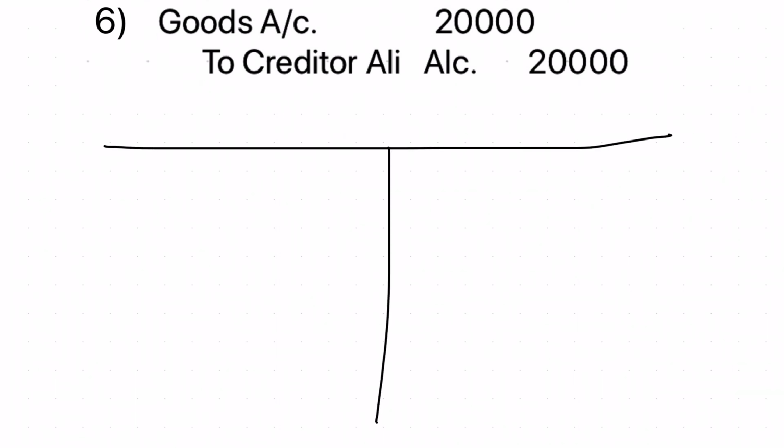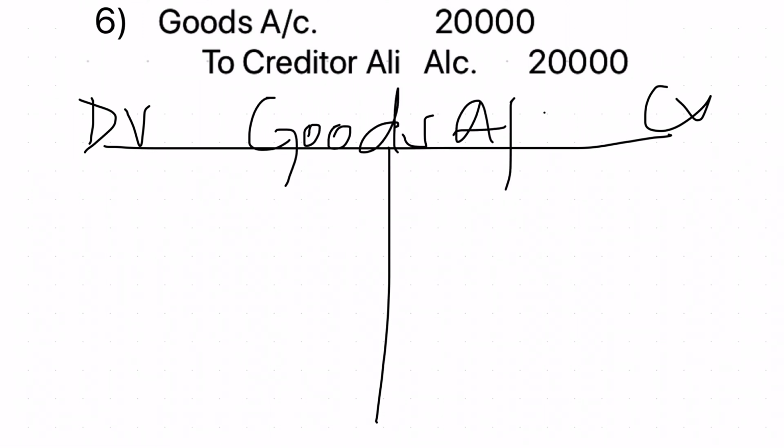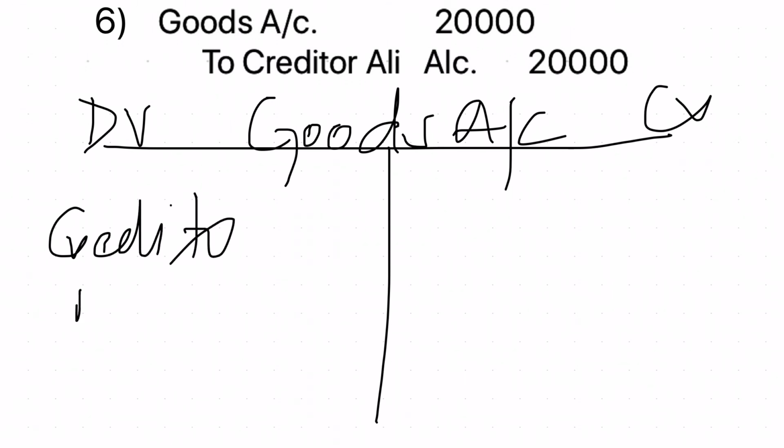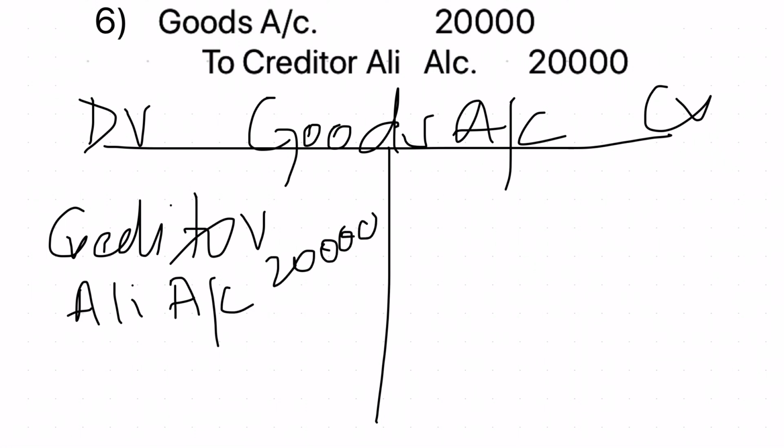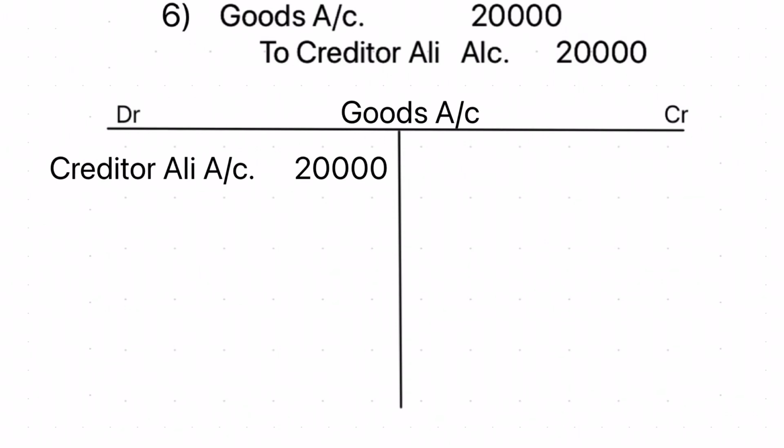Here we will create a T account. The goods account gets debited. The reason behind the debit of the goods account is the creditor Ali account, with amount 20,000 rupees. So basically we have to pay that person in future the amount of 20,000 rupees against the goods. Here is the clear image of that transaction.